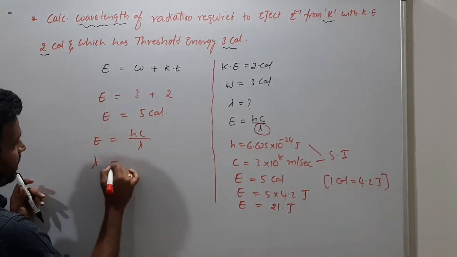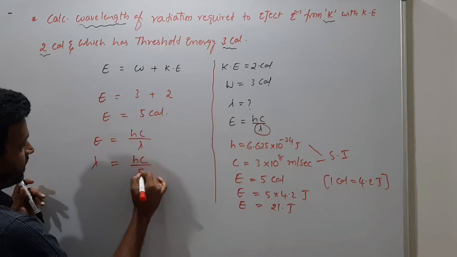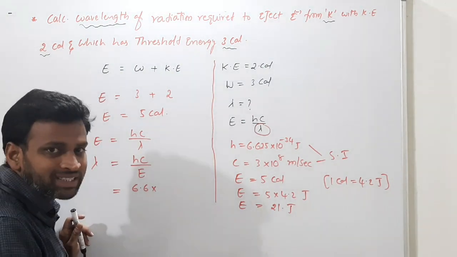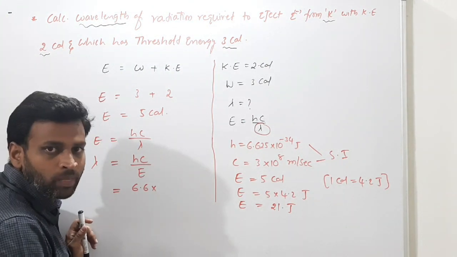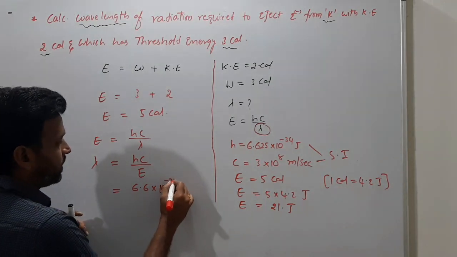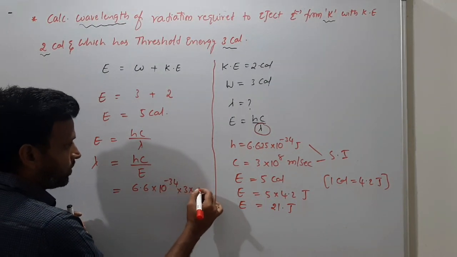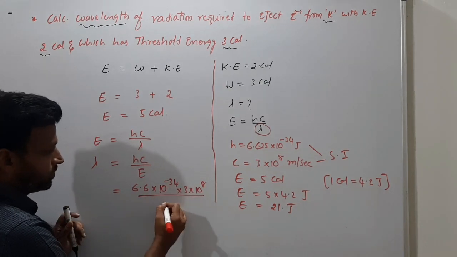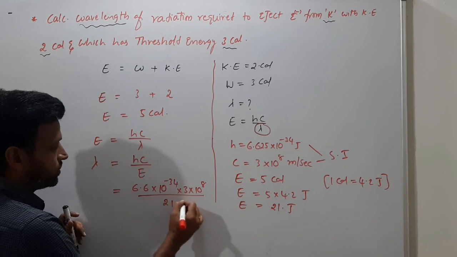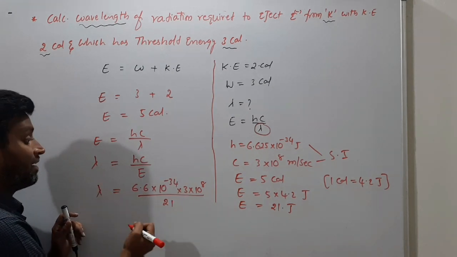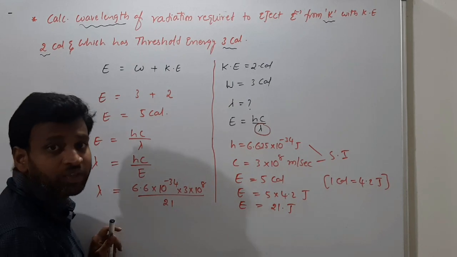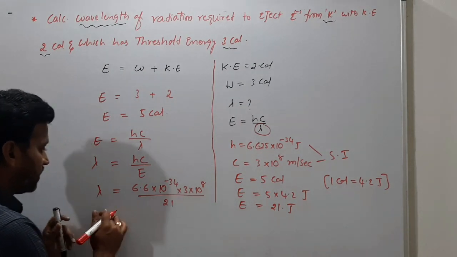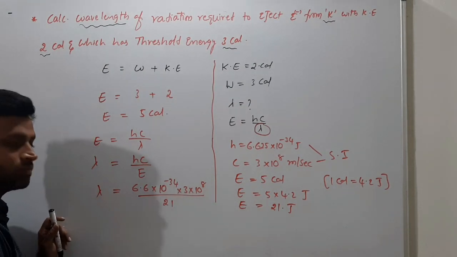So lambda is equal to hc by E. The value of h is 6.625, but for solving numericals, 6.6 is enough. So 6.6 into 10 power minus 34, and 3 into 10 power 8, and the energy is 21 joules. This is in joules, so lambda you will have in meters actually. If they are asking in ergs or the like, again you have to convert. Simplify this and you can state the answer.